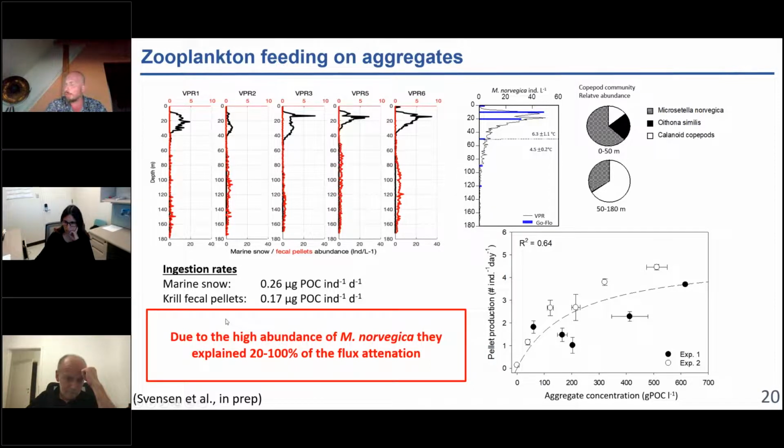These are mainly coastal, so they don't really occur in the open ocean. So this is mainly when you're in coastal regions.